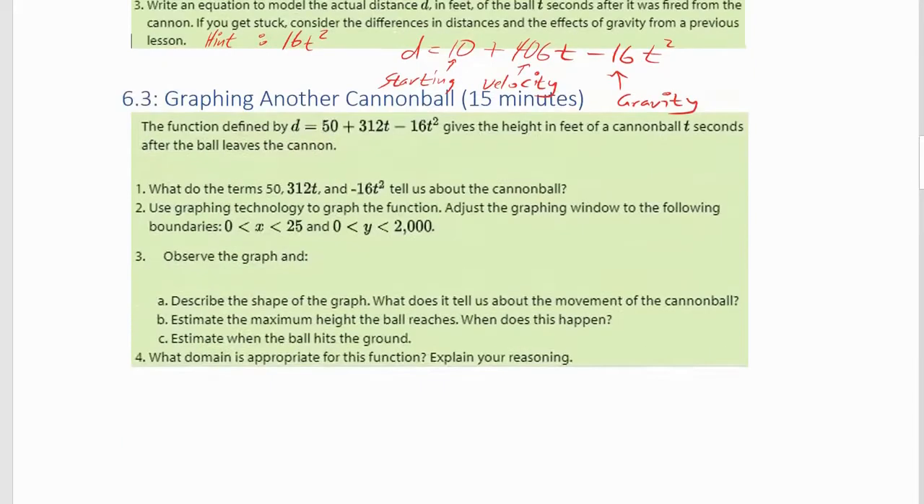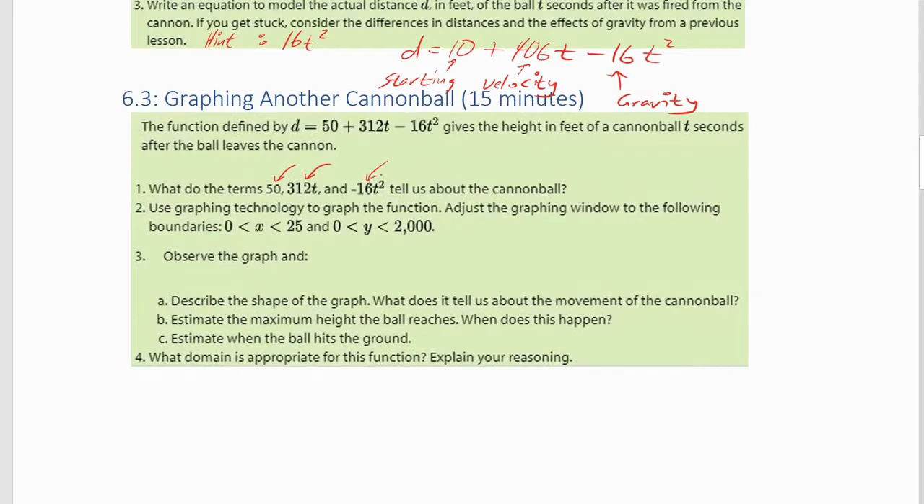Okay, moving on. Graphing another cannonball. So we have another cannonball here. All right. And definitely go over with your group what just happened in the previous one for 6.2. All right, so graphing another cannonball, 15 minutes. They give us this function. So my question for all of you is, what does this 50 mean? What does the 312 mean about this cannonball?